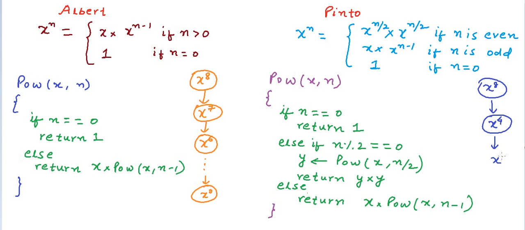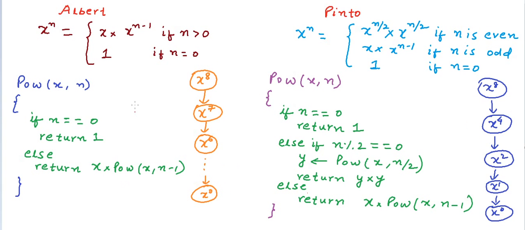And further, x to the power 4 recursively makes a call to calculate x to the power 2, and then we go on to x to the power 1 and x to the power 0. So while Albert's program goes 9 steps here in this structure called the recursion tree, Pinto's program only goes 5 steps in this recursion tree.